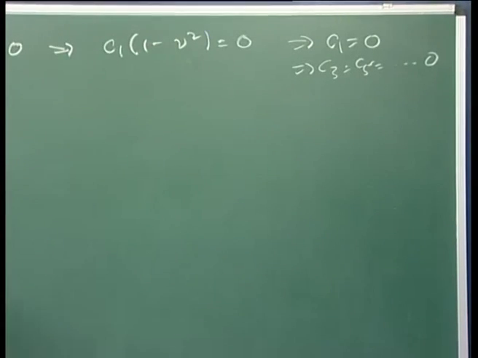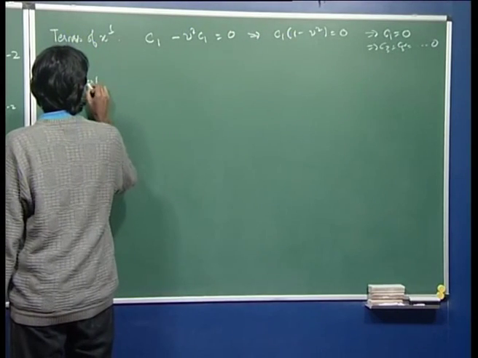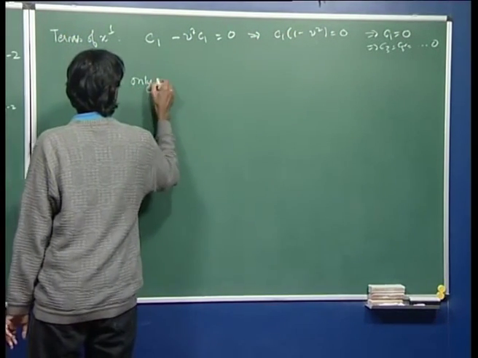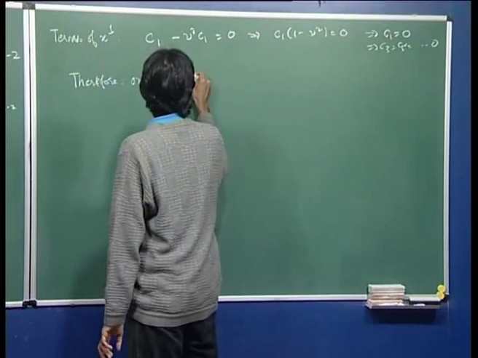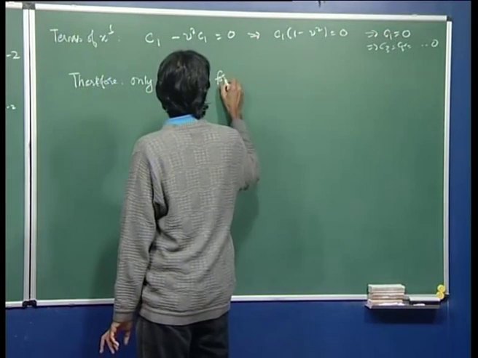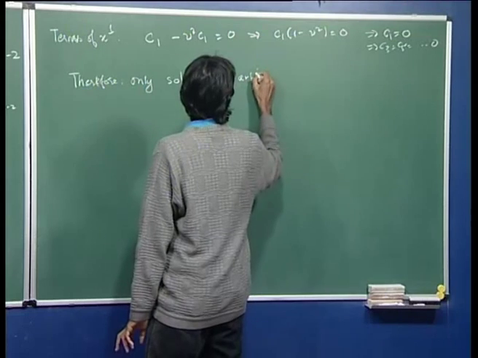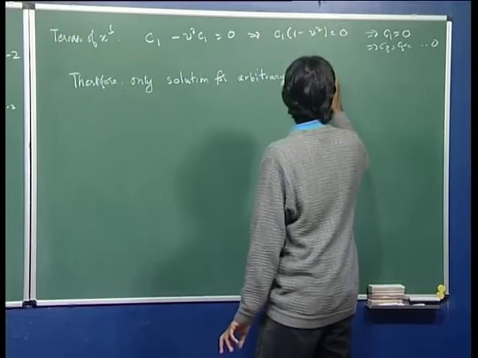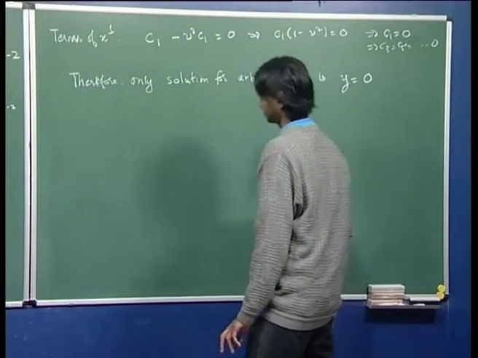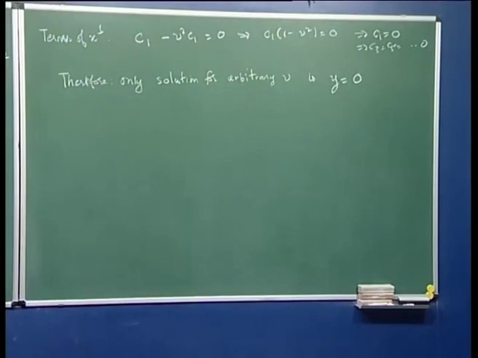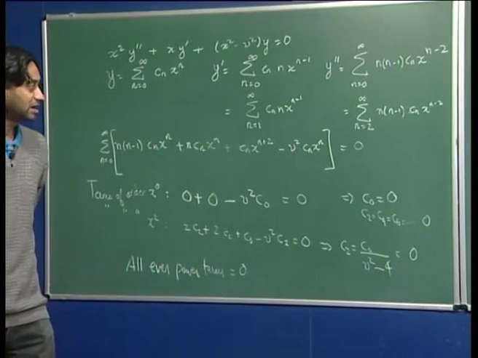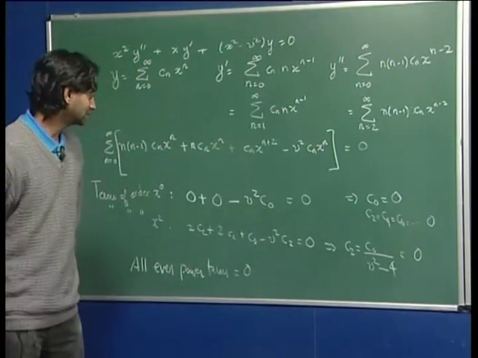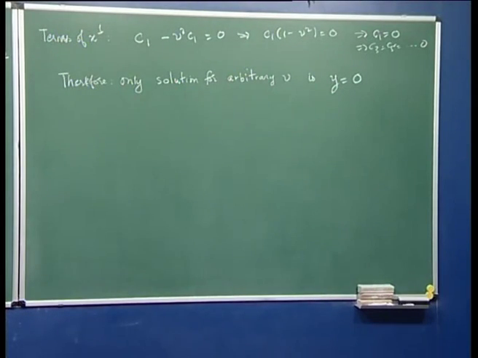So, therefore, the only solution for arbitrary nu is y equal to 0. Okay, so, from these two what you will conclude is that the only possible solution for an arbitrary value of nu, where nu is not equal to 0, nu is not equal to 1, is when y equal to 0.